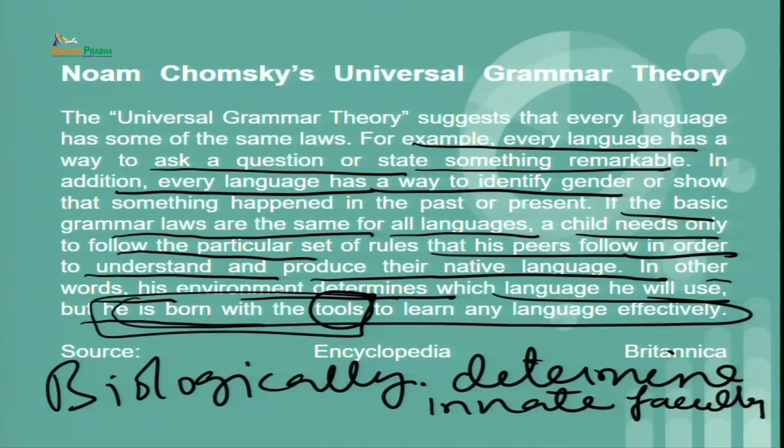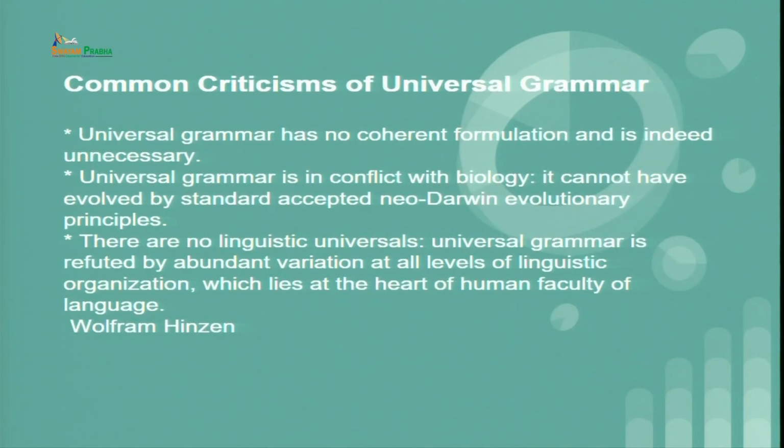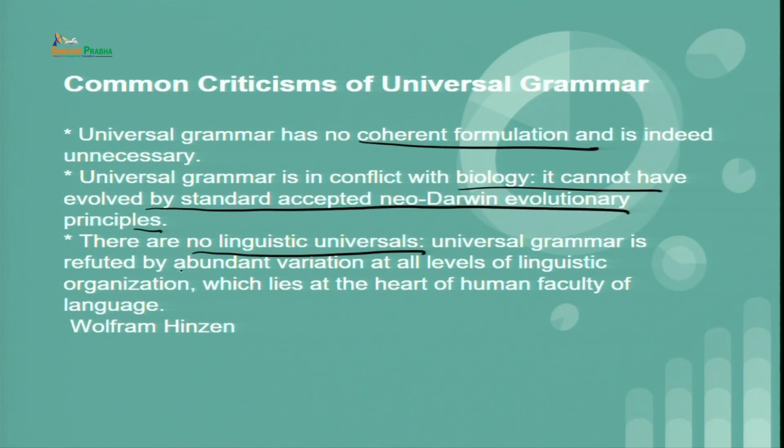Now, Noam Chomsky also faced criticism with regard to universal grammar theory, and a few of the criticisms I am mentioning here in the slide. Please go through. Universal grammar has no coherent formulation and is indeed unnecessary, which is given by Wolfram Hinzen. Universal grammar is in conflict with biology. It cannot have evolved by standard accepted neo-Darwinian evolutionary principles. Then there are no linguistic universals. Universal grammar is refuted by abundant variation at all levels of linguistic organization, which lies at the heart of the human faculty of language. These criticisms of universal grammar are there, and like I mentioned, that was given by Wolfram Hinzen.